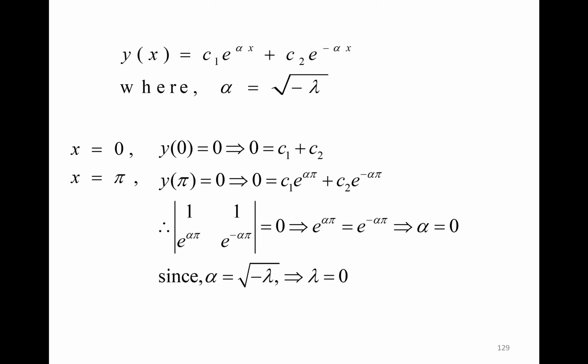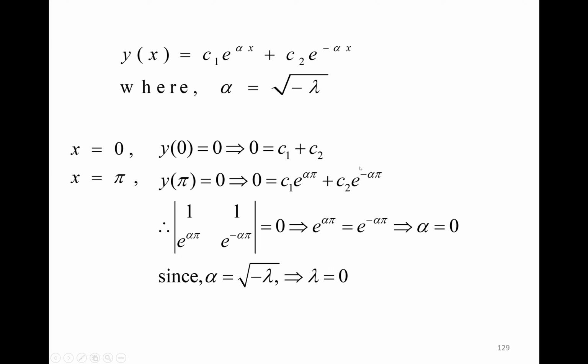So again, c2. So we have 0 equals c1 plus c2. Now x equals pi. You substitute x equal to pi as the boundary condition here in the solution of the equation. Then we have y of pi equals 0, which is equal to c1 times e to the power alpha pi, instead of x we substitute pi, plus c2 times e power minus alpha pi.